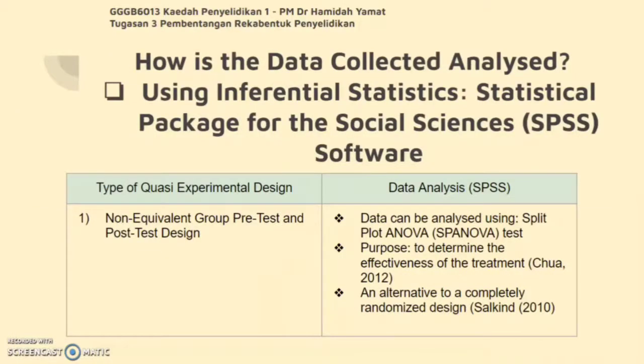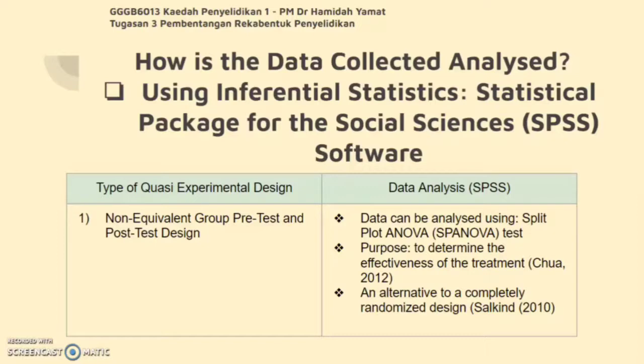Moving on, I will continue with how the data collected is analyzed, using inferential statistics or the Statistical Package for the Social Sciences, SPSS software. I will talk about the first quasi-experimental design, which is the non-equivalent group pre-test and post-test. There are two groups of respondents, the treatment and the control groups, and both groups are measured twice with the pre-test and post-test.